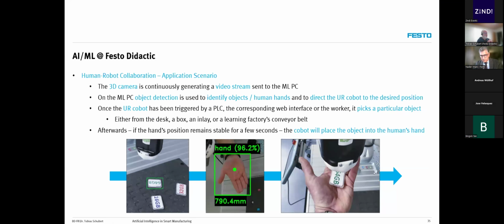The application scenario we are doing is always very simple because it's an educational one. So what we have on top is a 3D camera that is continuously generating a video stream that is sent to a machine learning PC, where again we have a Python script which is doing all that analysis and is also controlling the cobot. So we have some kind of object detection to identify objects or human hands and to direct the cobot. So the first step is always something has to be grabbed. So we need the object detection to grab, for example, an SD card. Second step is always put something in the hand. Okay. And then we are done. So that's what we tackle right here.